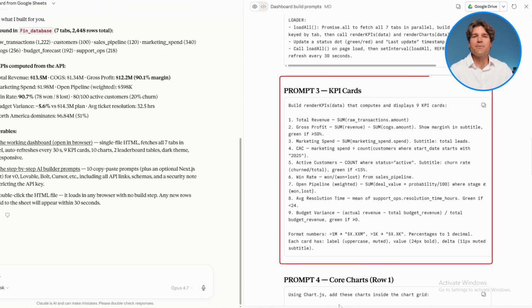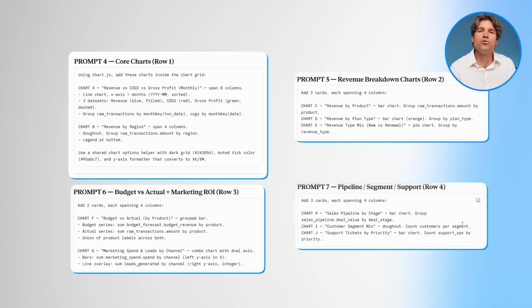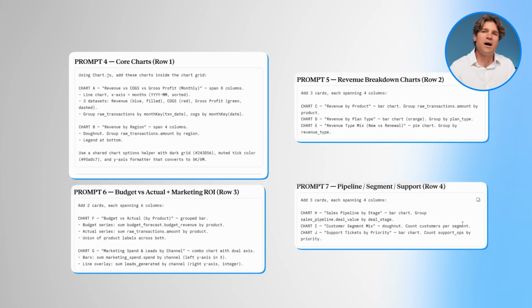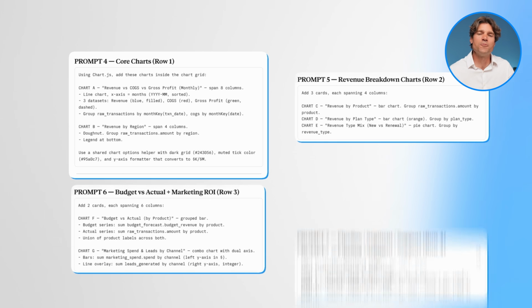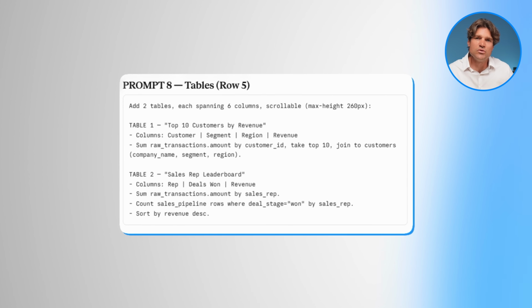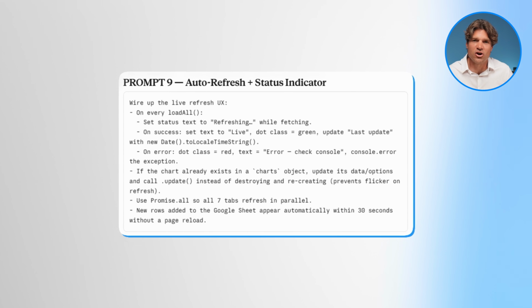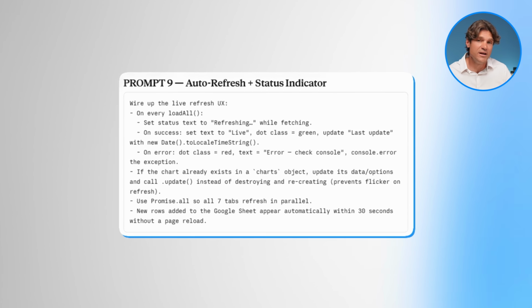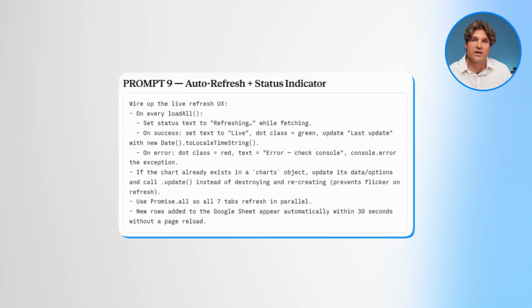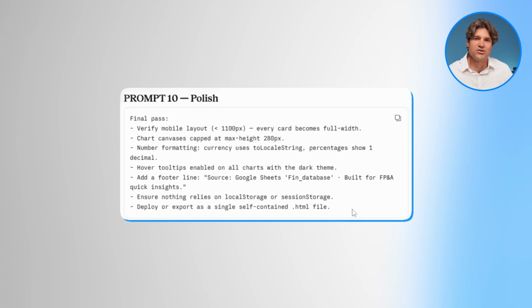Prompt 3 handles the KPI layer, defining exactly how each metric gets calculated from the raw data. Prompts 4 through 7 build the full chart grid across revenue, costs, pipeline, marketing, customers, and support. Prompt 8 adds the 2 tables, top customers and sales rep leaderboard, joined across the transactions and customer datasets. And prompt 9 handles the refresh architecture, parallel fetching across all 7 tabs and in-place chart updates so nothing flickers between cycles. And the last prompt polishes the UI.